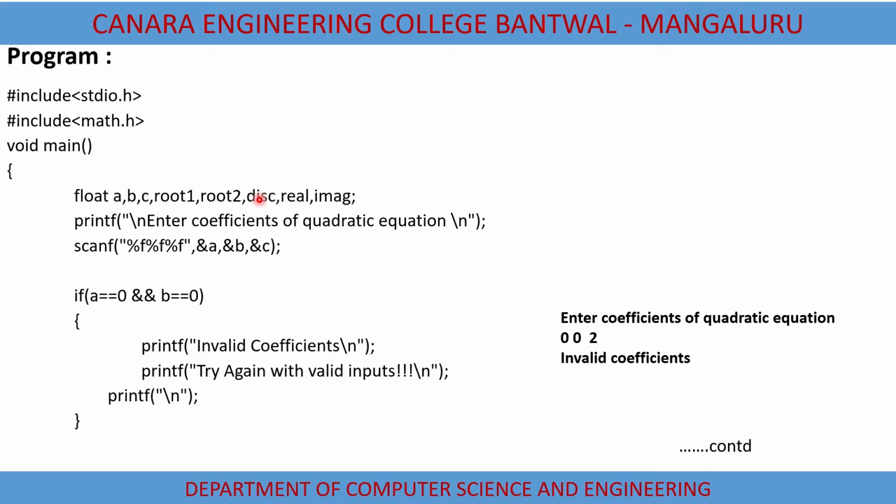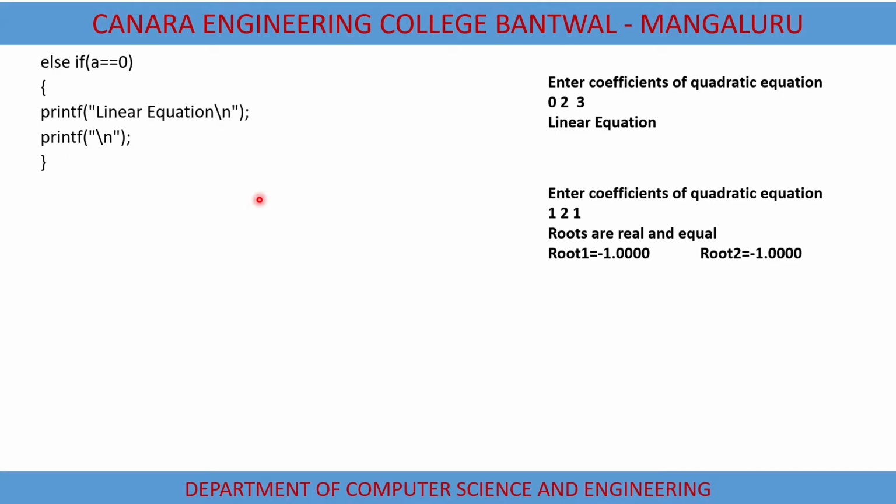Next we'll go to the next concept, wherein we check the entered coefficient values. In the else part, we are checking if a is equal to 0. If the first coefficient value is 0, then we are going to print a message saying it is a linear equation, printf a new line, and stop the process.